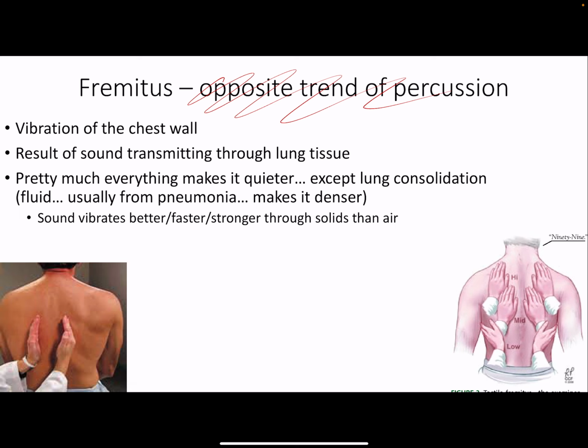Fremitus, though, maybe it's hyperbolic to say it's the opposite trend, but we're looking at the vibration of the chest wall. And sound travels better through a solid or a liquid than it does through air. So most things will get quieter with fremitus, but consolidation, where I have tons of exudate in my lungs, like a lobar pneumonia, will make it denser, and that will make it louder.